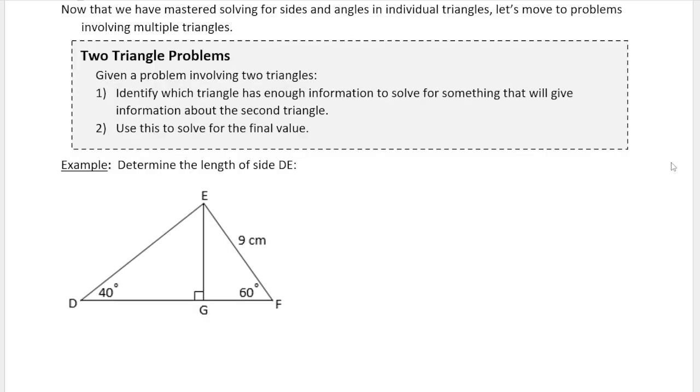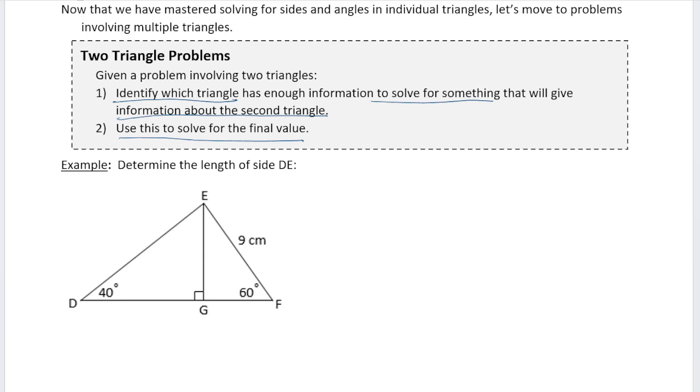The only thing we haven't seen is when we have more than one triangle at a time. So how are we going to approach these? Well, the idea is we're going to look at the triangles and see which one has enough information that we can solve for something, and preferably something that will give us information about the second triangle. And then we'll use that to solve for the final one. So one triangle will be able to get us information about the second triangle. So it's something that's shared, usually a side, sometimes an angle you can figure out. And then we'll use that to solve for what we're actually after.